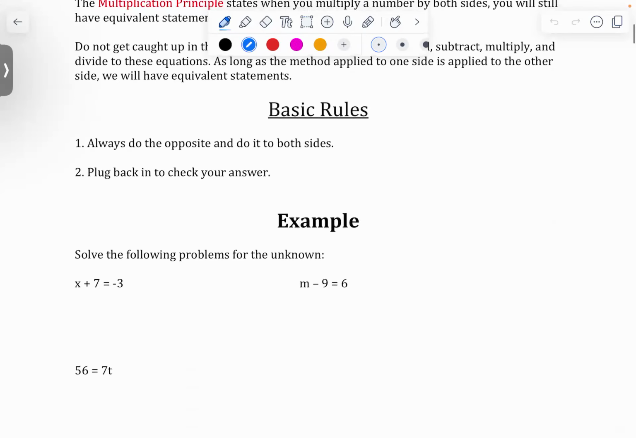So notice, all right, I have a few examples here. Solve x plus 7 equals 3. 7 is being added to x, so I'm going to do the opposite, which is subtract 7 from both sides. All right, that cancels out on the left side here, and that leaves us with x equals negative 4. Similarly, m minus 9 equals 6. 9 is being subtracted from m, so I'm going to add 9 to both sides. Once again, it cancels out on the left side. That leaves m equals 15.